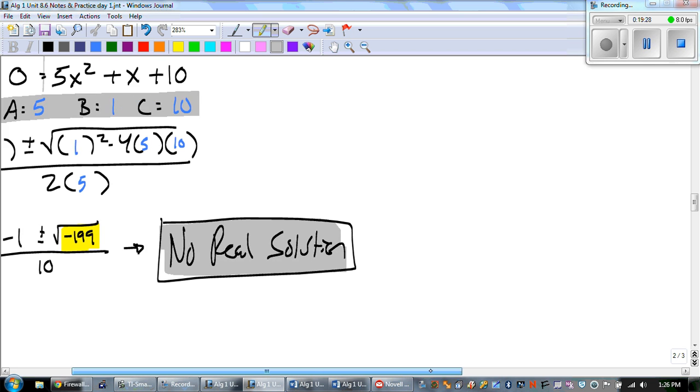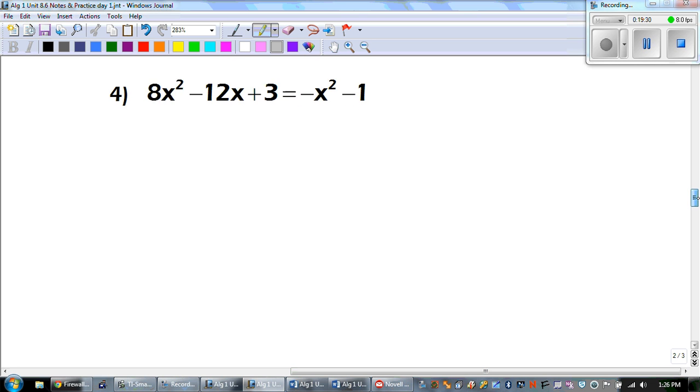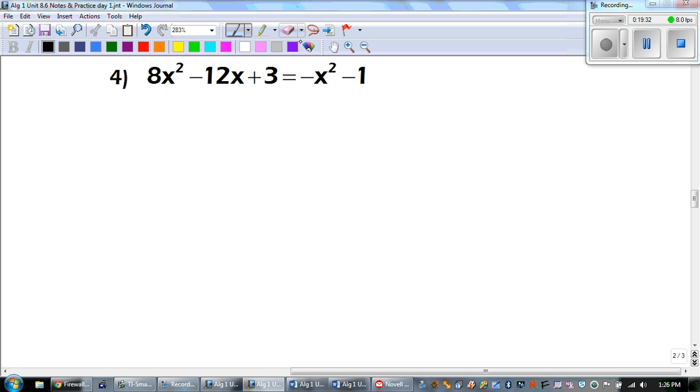All right, next one. Number 4. Now, if you wanted to, on number 3 we could have factored that. Yep, you could have. Okay, so we're adding everything to the other side. We get 9x squared minus 12x plus 4 equaling 0.